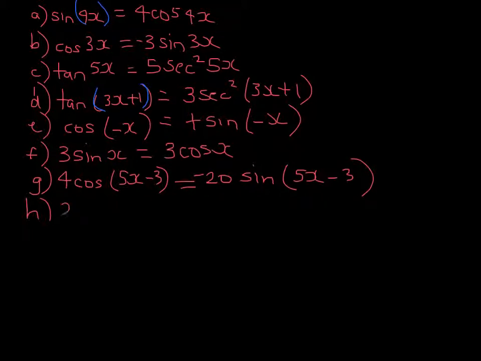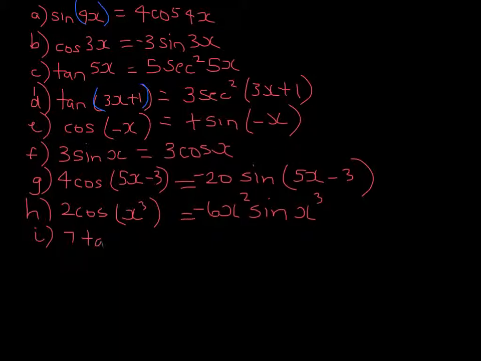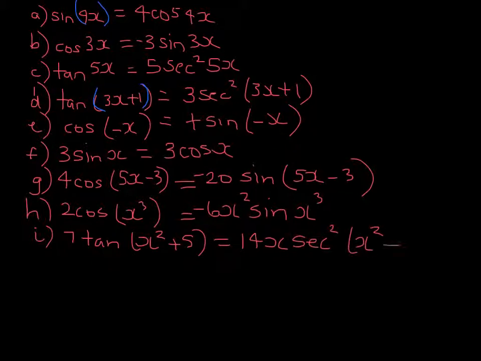Next one, 2 cos x cubed. Well, this is the one we were looking at before. The derivative of x cubed is 3x squared. Times that by the 2 is 6x squared. Sine, and it's a minus x cubed. Now, I don't really need a bracket there. They have put one there. If it's only one term, you really don't need one. The next one is 7 tan of x squared plus 5. Derivative of the brackets is 2x, multiplied by 7 is 14x. Derivative of tan is sec squared, and rewrite the brackets.